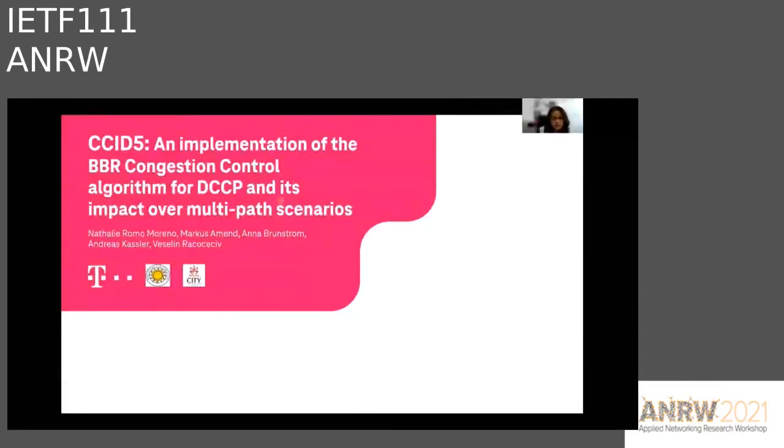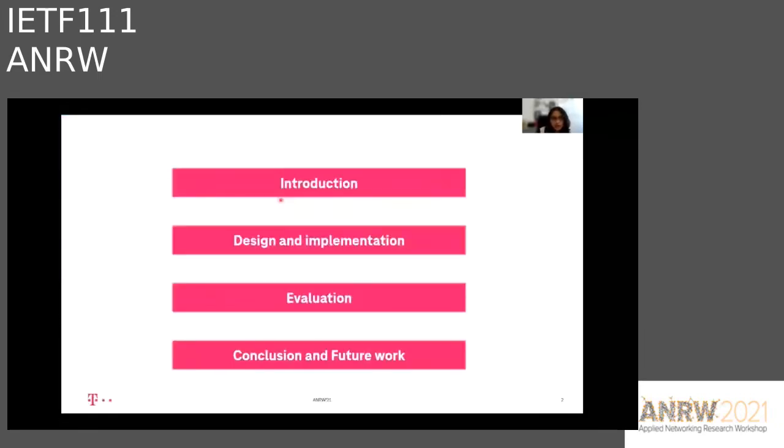Hello, everybody. My name is Natalie Romo, and welcome to the presentation of the paper CCID5, an implementation of the BBR congestion control algorithm for DCCP and its impact over multipath scenarios. This presentation is divided in 4 sections. I'm going to start with an introduction where I explain the motivation and the objective of this research, following with the description of the design, the evaluation, to finalize with the conclusion and the future work.